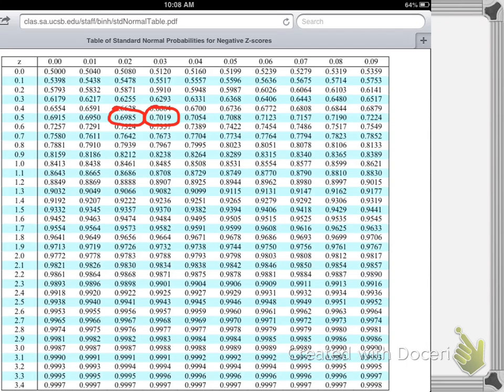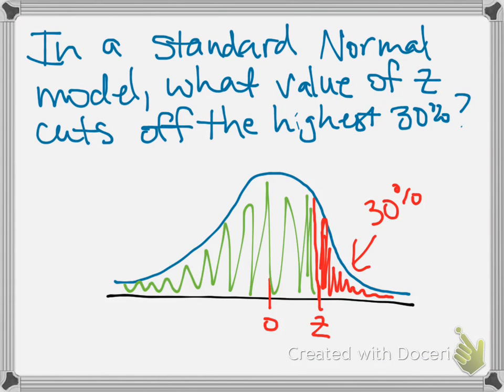If you wanted to do some exact extrapolation to figure out what the precise z-score is, you could do that. Otherwise, you can just estimate. 0.7 is about halfway in between. Our z-scores are 0.52 and 0.53. So you could estimate that to be a z-score of 0.523. That would be completely acceptable.